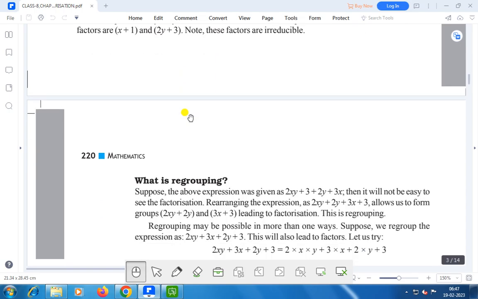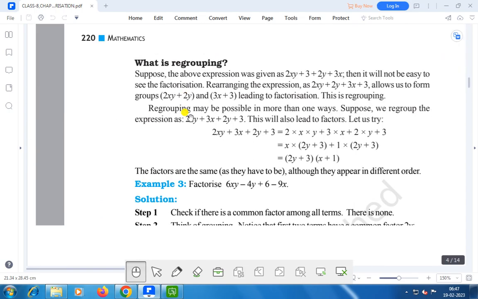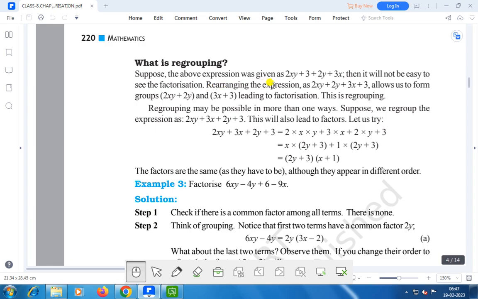Note, these factors are irreducible. What is regrouping? Suppose the above expression was given as 2xy plus 3 plus 2y plus 3x, then it will not be easy to see the factorization. Rearranging the expression as 2xy plus 2y plus 3x plus 3 allows us to form groups 2xy plus 2y and 3x plus 3, leading to factorization. This is regrouping.